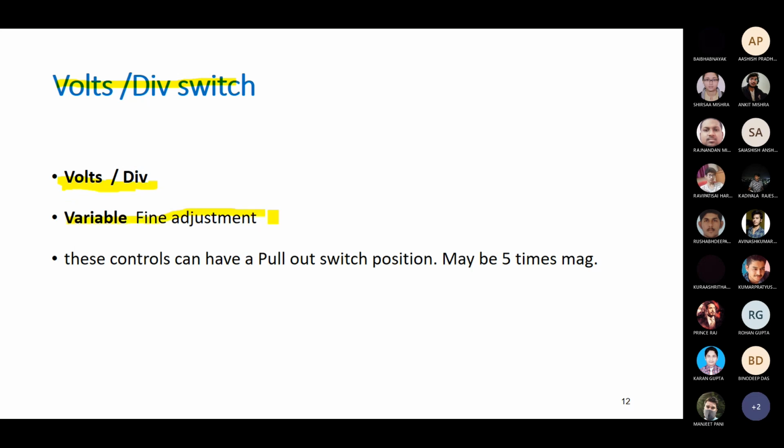Variable and fine adjustment, that is the focusing adjustment. This control can have a pull out switch position, maybe 5 times in magnitude. So pull out switch means the magnitude can be changed, that I am telling. Amplitude or magnitude can be changed up to 5 times, but in the present scenario you can change more than 5 times. 100 volts per division you can also change, and there is a probe with a gain factor. It can also scale down 10 times, or you can amplify it about 10 times. Everything, a lot of things, is possible.